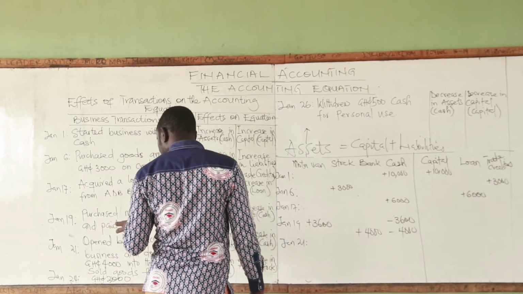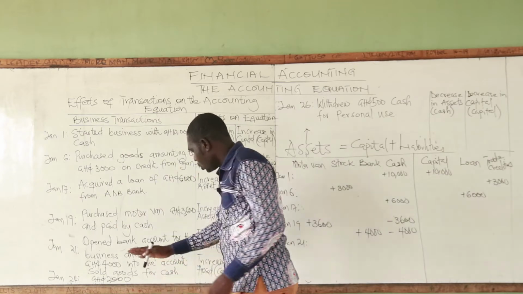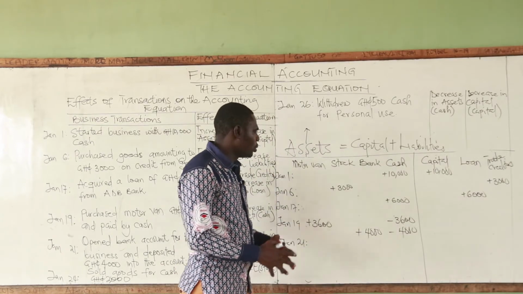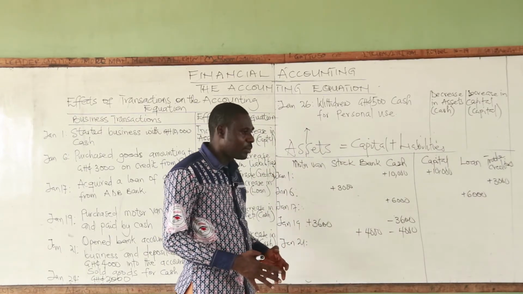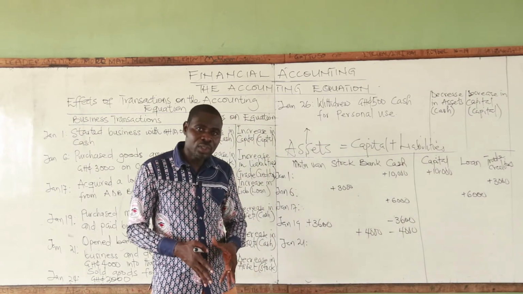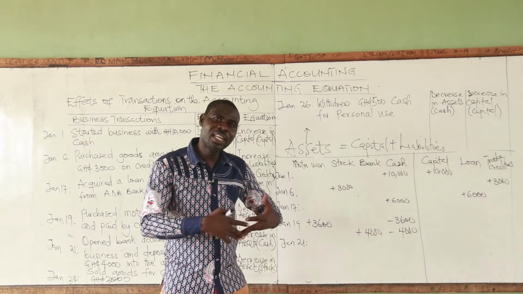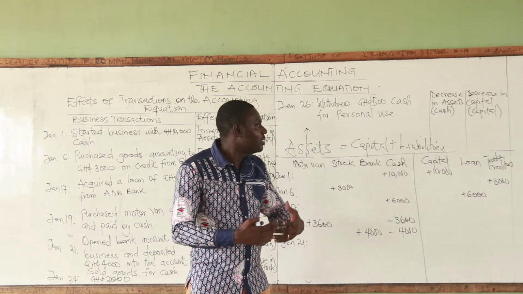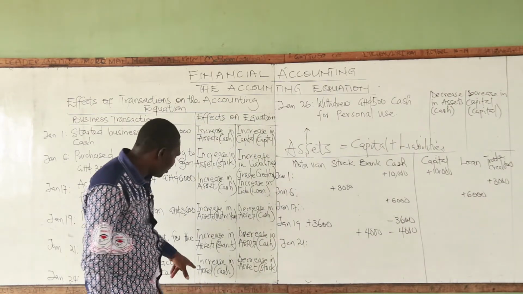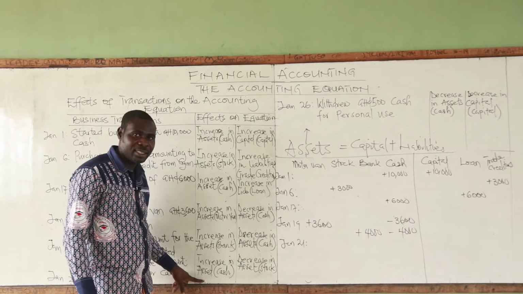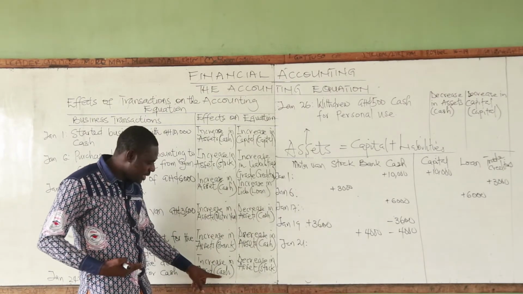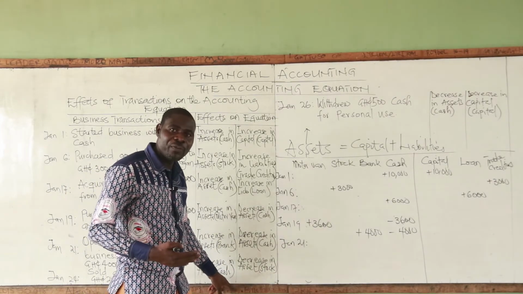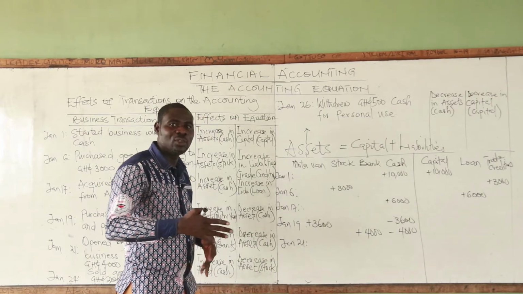Let's now look at January 24: sold goods for cash. 2,000 goods were sold for cash. Okay? So what is going to happen is that goods that we sold will be leaving the business. So there will be a reduction in the goods that were sold. We said there will be an increase in asset in the form of the cash that is coming in. And there will be a decrease in assets in the form of what? The stock, the goods we are selling, it will reduce.